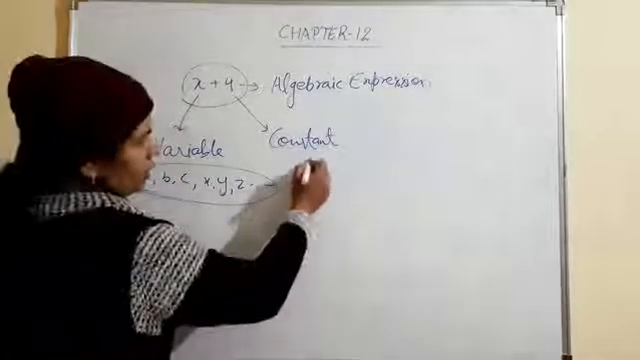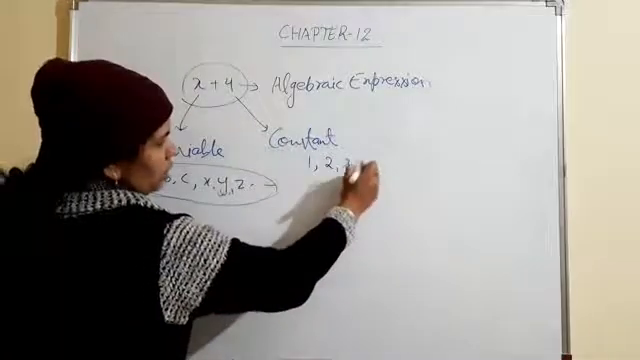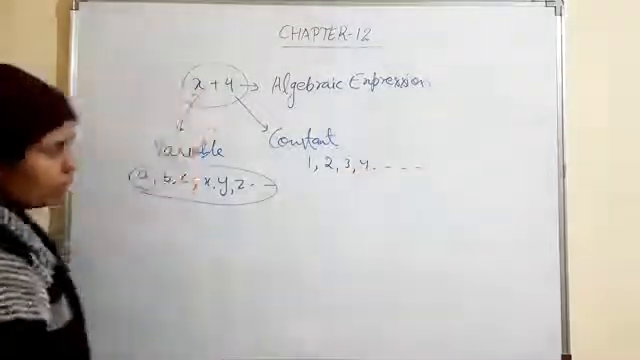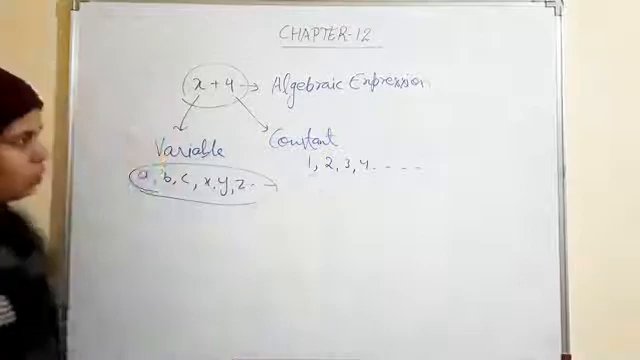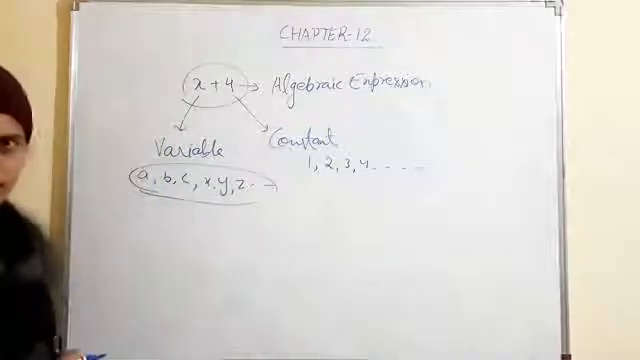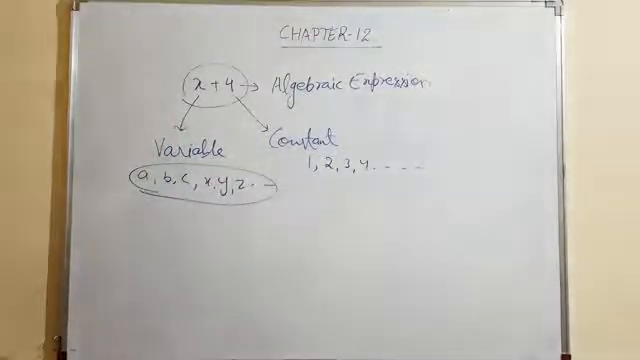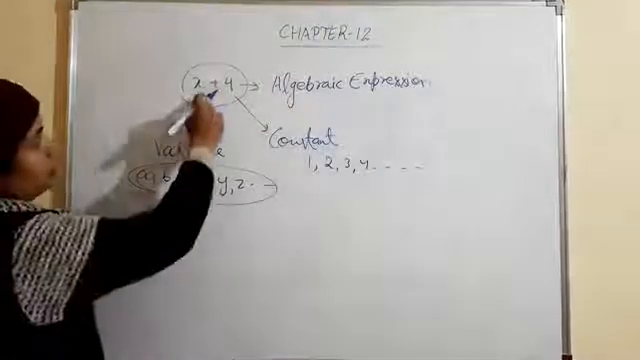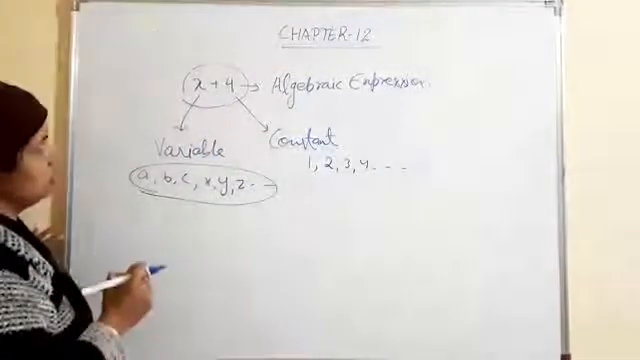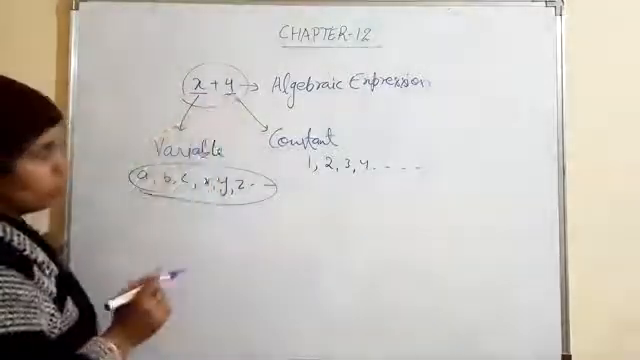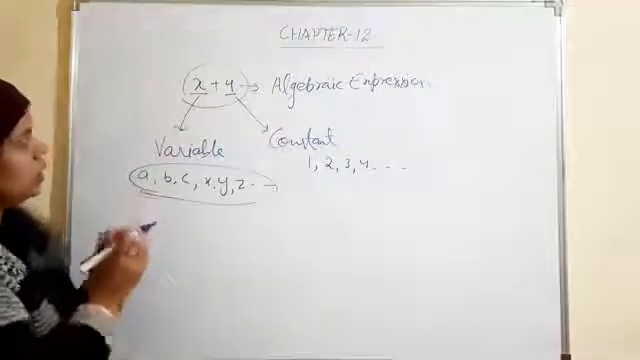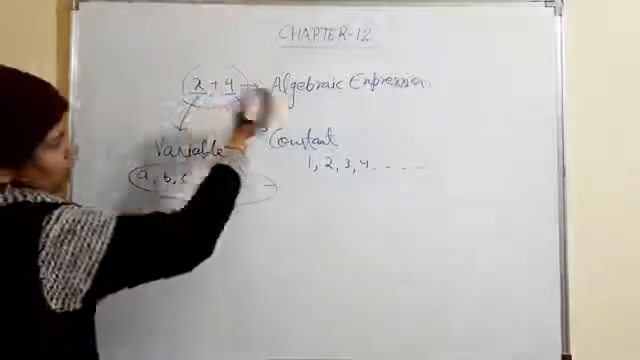And constants are numbers 1, 2, 3, 4, 5 and so on. Here the value is fixed. So 1, 2, 3, 4 and all the numbers are examples of constants. Now after that, we are using the word terms. Terms like x and 4, these both are terms, and the addition of them is called an algebraic expression.